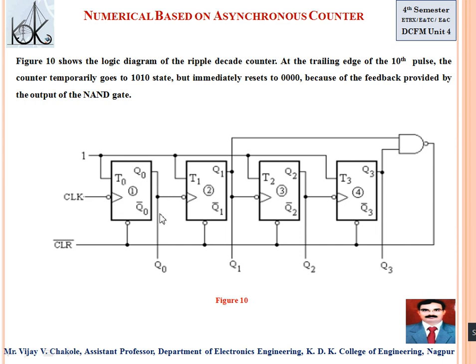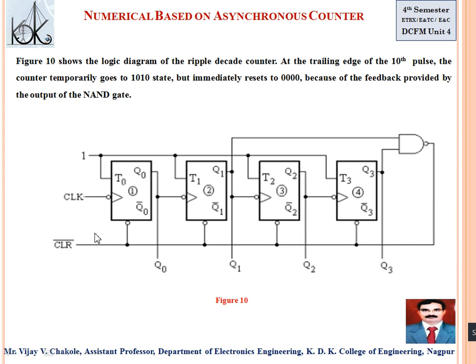Now initially, if you activate this clear terminal, all the flip-flop outputs become 0 0 0 0. When this is 0 and this is 0, this 0 0 goes here, and the NAND gate output, 0 0 through the bubble, becomes 1. That 1 goes to this clear terminal. It means whenever the output is 0 0 0 0, the clear terminal is inactive.